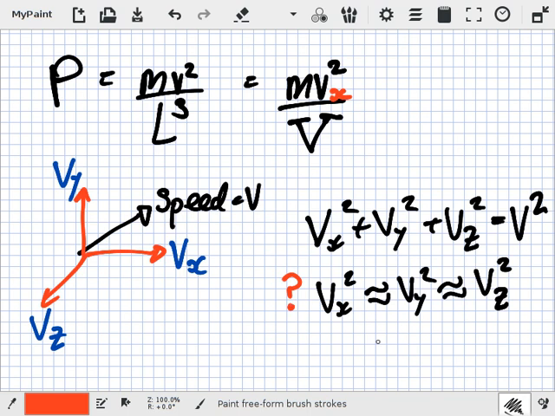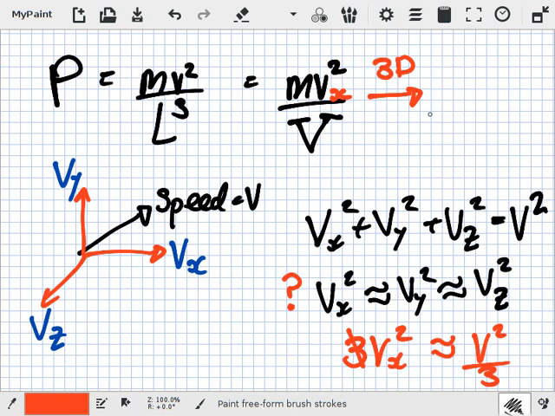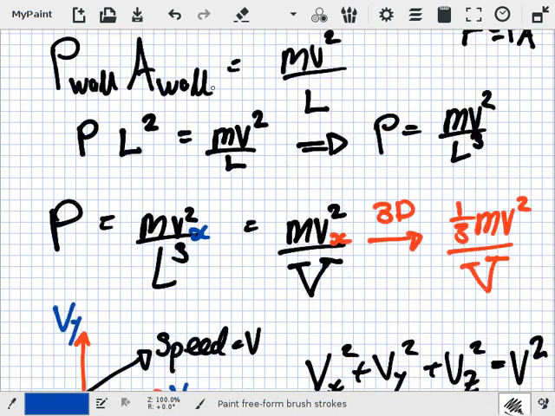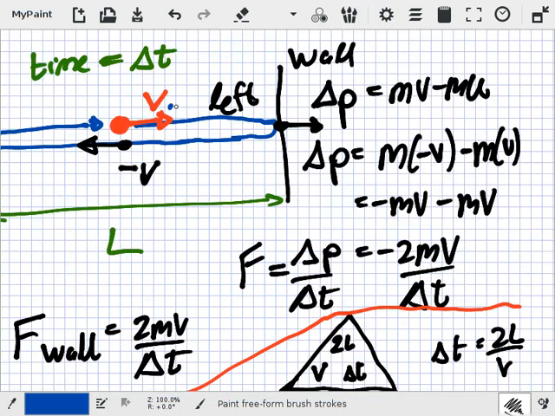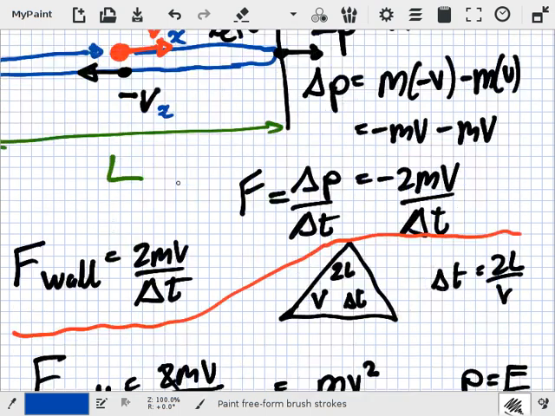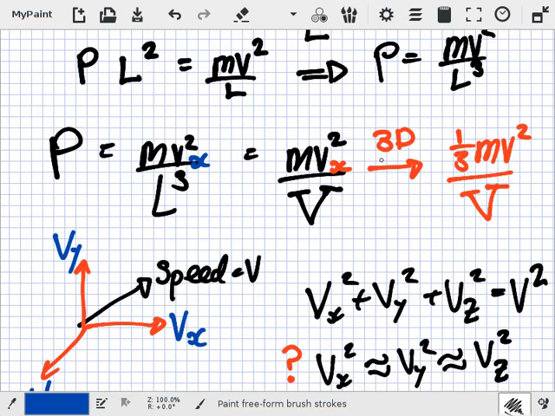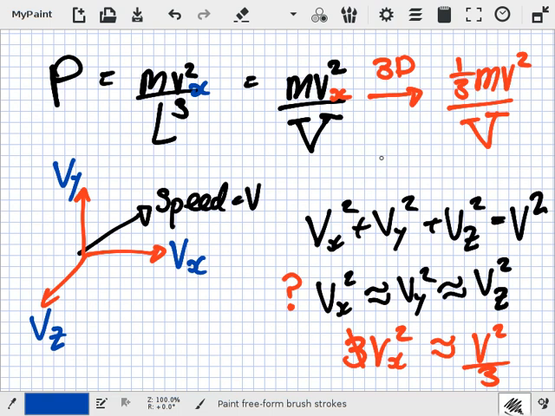So you could actually get this result, 3vx squared is roughly equal to the speed squared. So if I want to actually change this into 3 dimensions, all I have to do is divide it by 3. So I'll get 1/3 mv squared over volume. So if you want to be more particular, in all the previous part, this was really just a vx. And now I actually do want to make it 3 dimensions. Okay, so I'll pause there and I'll continue.